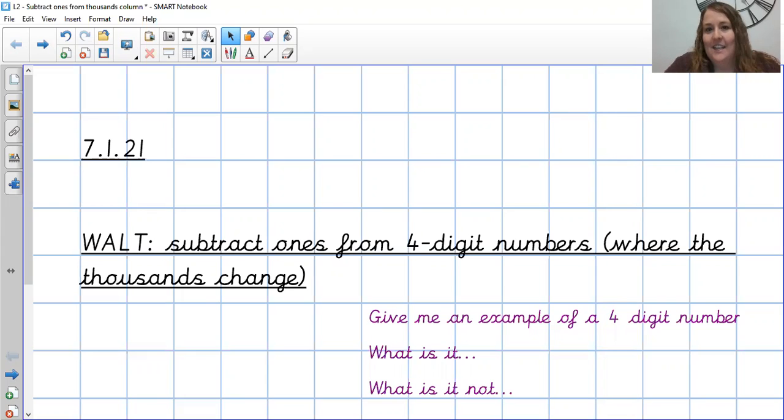Today is the second lesson on mental subtraction, and our WALT today is very similar to yesterday's, but with one quite significant change. Our WALT today is subtract ones from 4-digit numbers, but this time it's where the thousands number changes. The thousands number changes. I know from yesterday we learned that that one was the one that didn't change and that the others did. So we'll have to see what happens today.